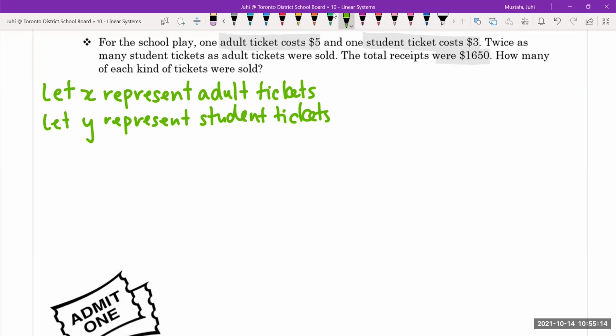Okay, so our first equation, it doesn't matter the order, by the way, you guys. You can have dollar and number. It really doesn't matter which way you put it. The dollar ones to me are a little bit easier, so let's go ahead and figure that one out. One adult ticket costs $5, one student ticket costs $3, and the total is $1,650. So Amina, what do you think?